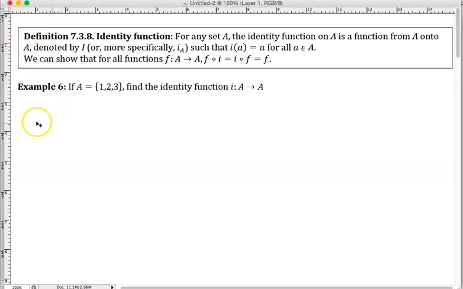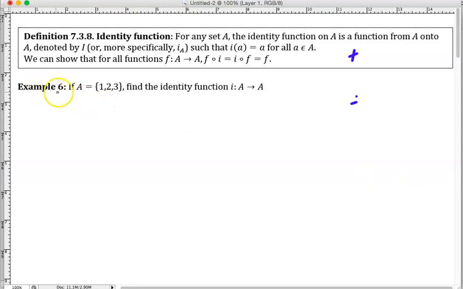All right, now let's look at the identity function. This is leading into inverse functions. The definition of an identity function is that for any set A, the identity function on A is a function from A onto A, denoted by I, or more specifically I_A, on that set, such that I_A(a) equals a for all a in A. You can think of the identity function as f of x equals x.